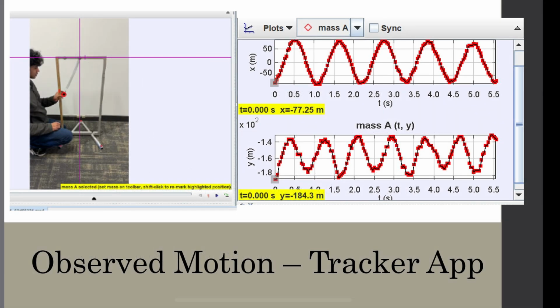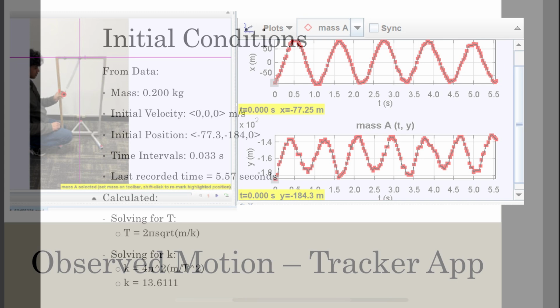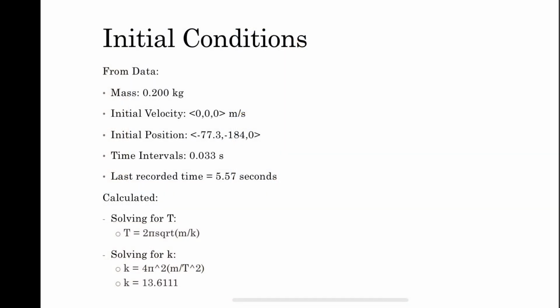Here are pictures from the results from the Tracker app for the observed motion. The initial conditions from the data were the mass at 0.2 kilograms, the initial velocity, which was all zero, the initial position, which was negative 77.3 meters in the x direction and negative 184 meters in the y direction. The time intervals were 0.033 seconds, and the last recorded time was 5.57 seconds.